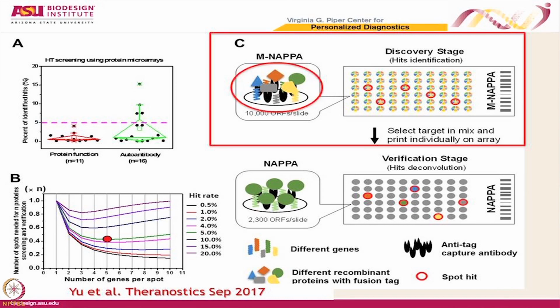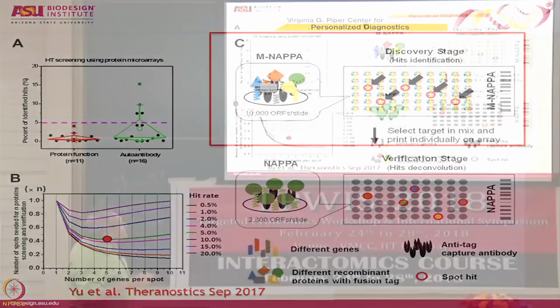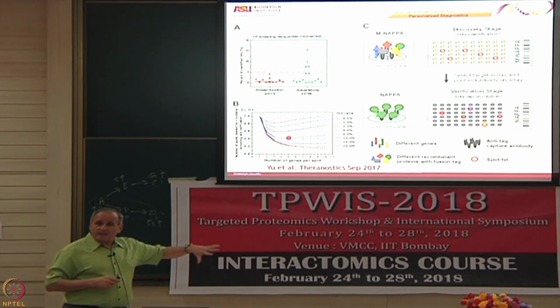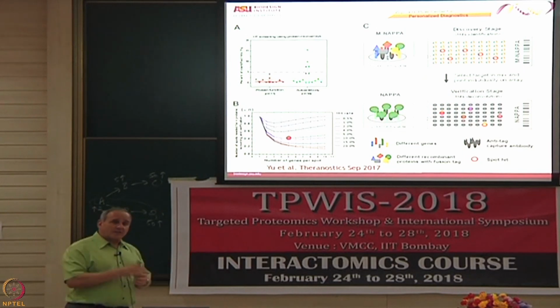Then you would screen that, and let's say you get these 5 hits, 1, 2, 3, 4, 5. You take each of these 5 hits, that's 25 possibilities. You print a second array that has the 25 hits on it, and you screen that the next day, and that does 2 things for you.